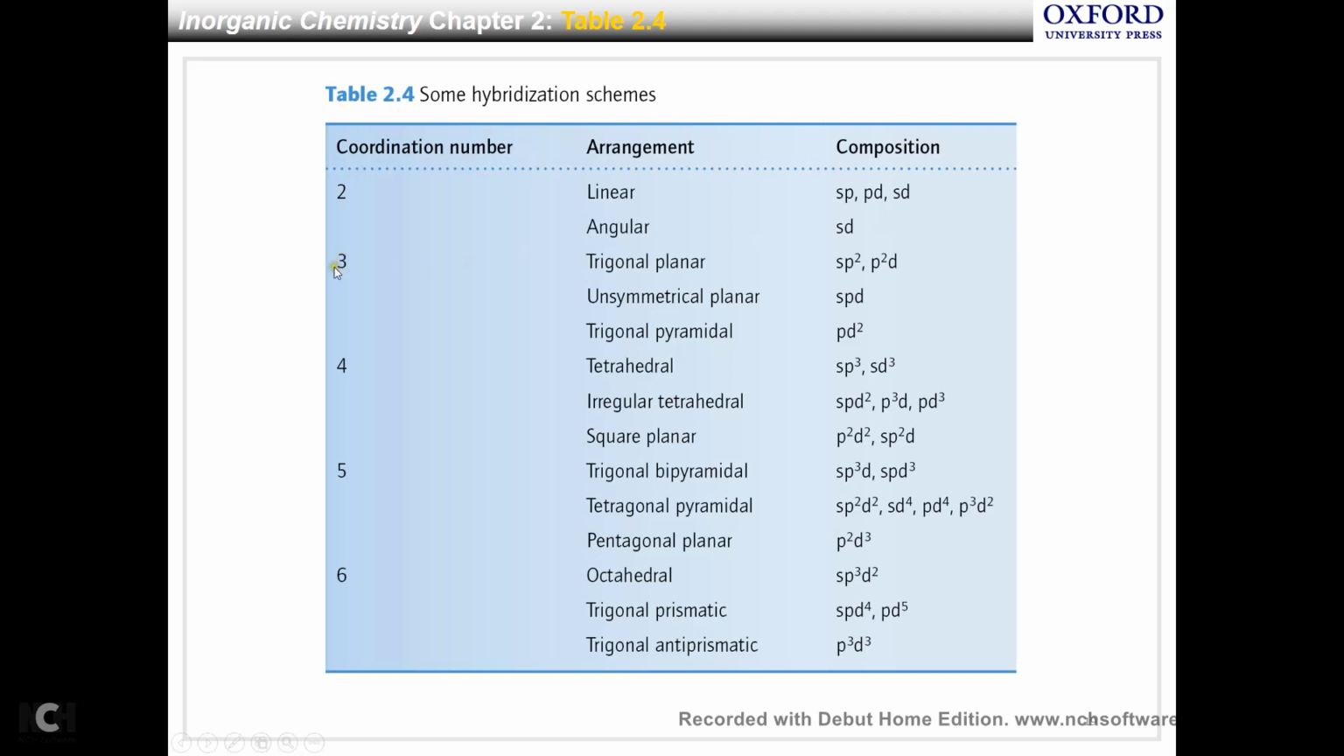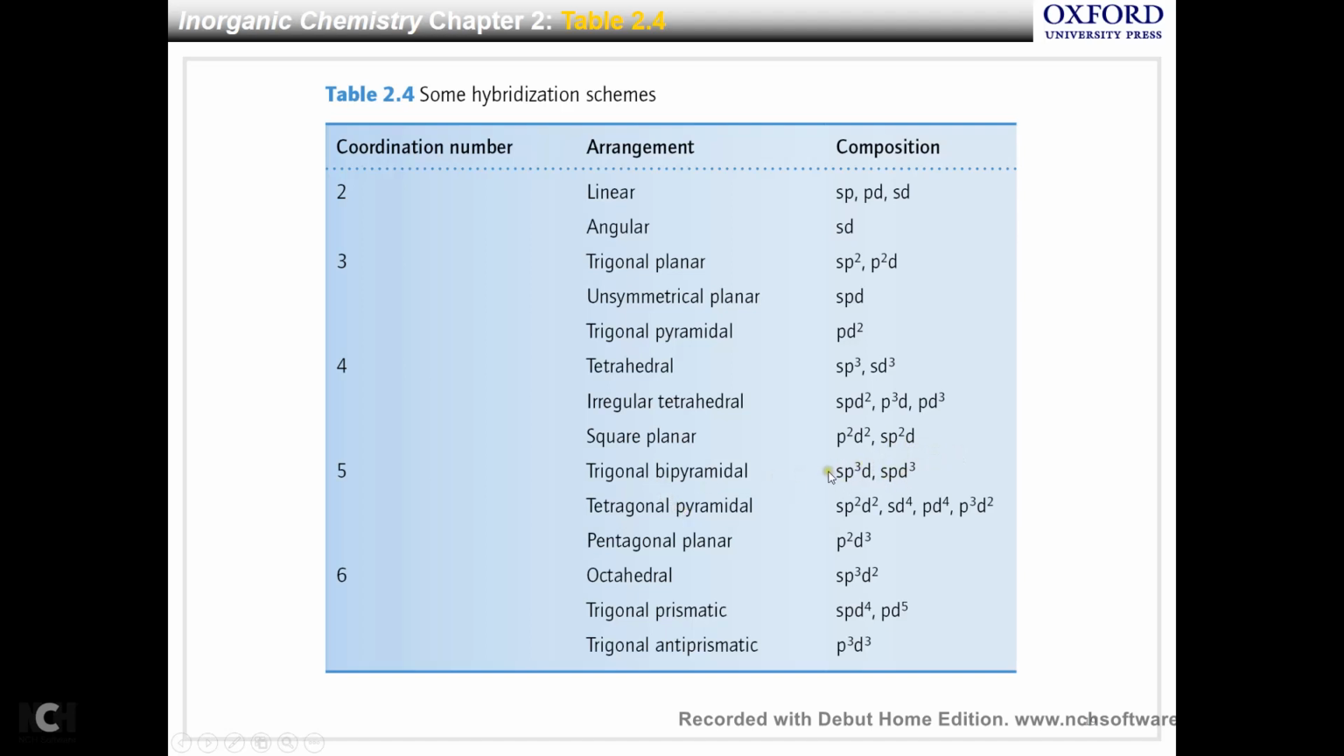So now coordination number 3. We are familiar with sp2 hybridization. One example is ethene, C2H4, where each carbon has sp2 hybridization. And then for coordination number 4, in methane, it's sp3, so that's common. sd3 is possible. And then for coordination number 5, you can have sp3d, spd3. So basically you need to put 5 atomic orbitals together.